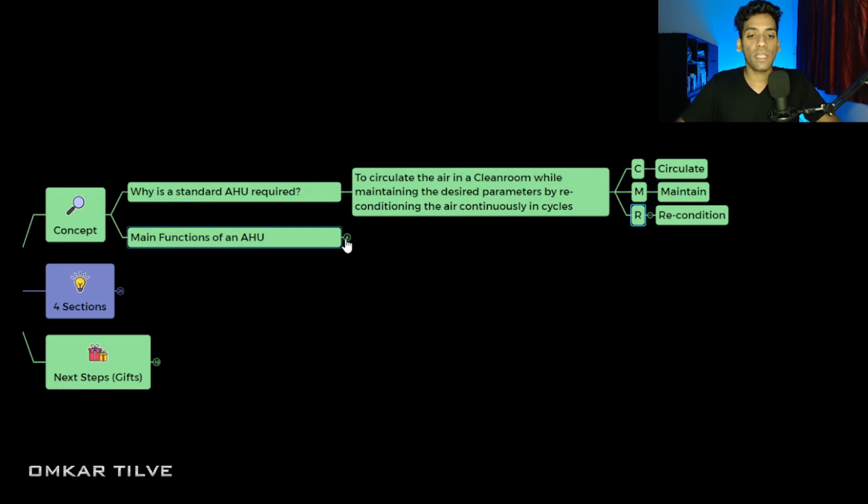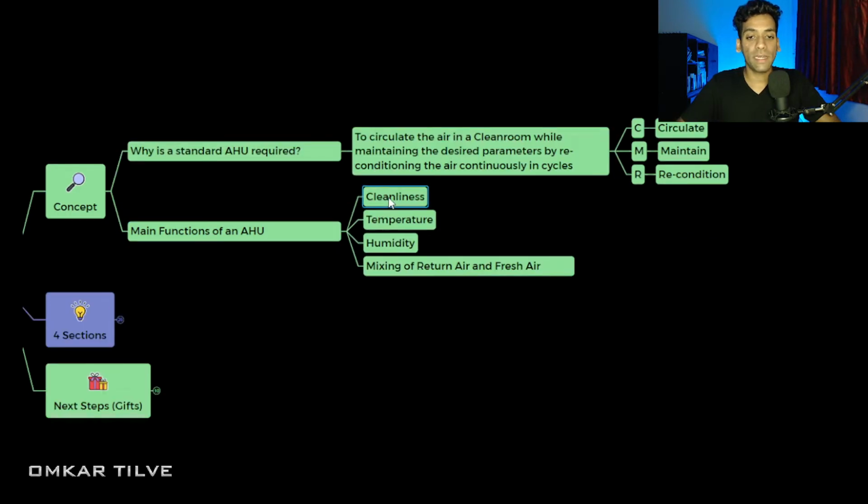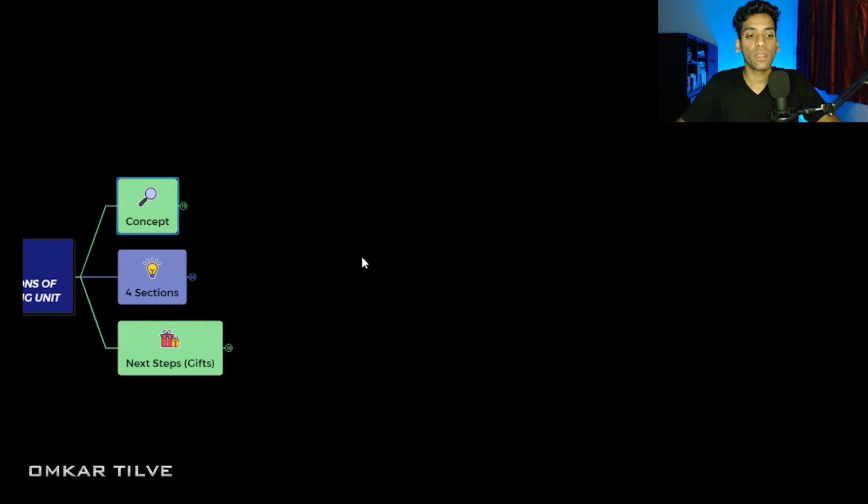And the main functions of an AHU are to maintain the cleanliness level of the clean room, to maintain the temperature in the clean room, to maintain the humidity of the clean room, and also to facilitate the mixing of the return air and the fresh air, which we'll see in the sections part. So this was the concept of an air handling unit.